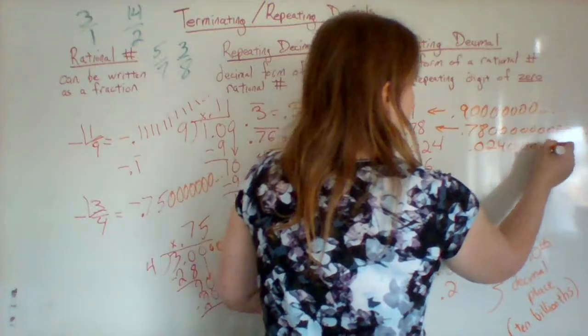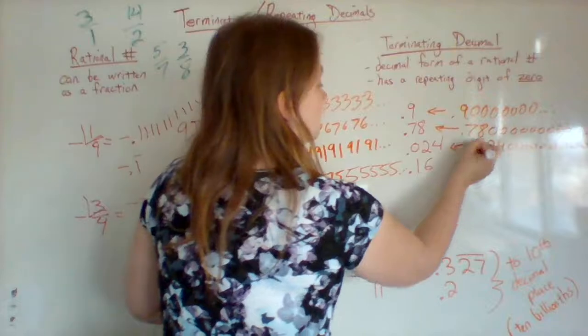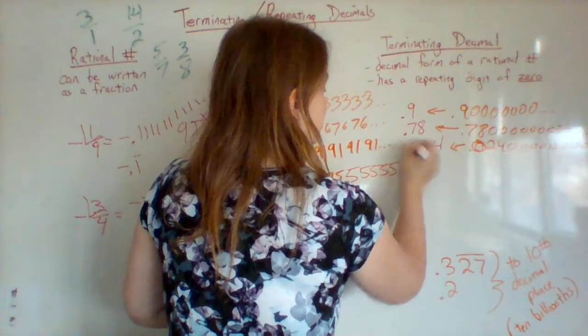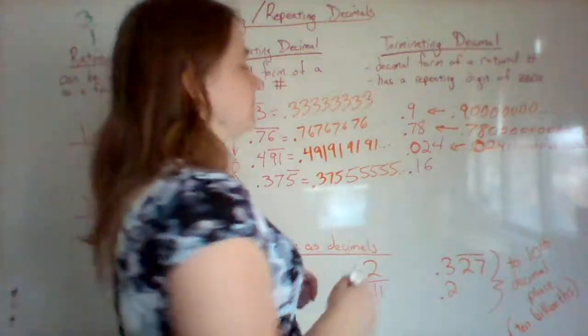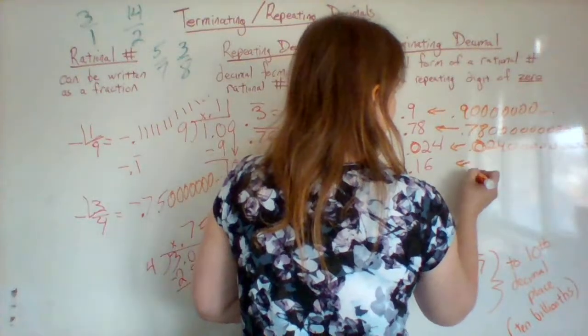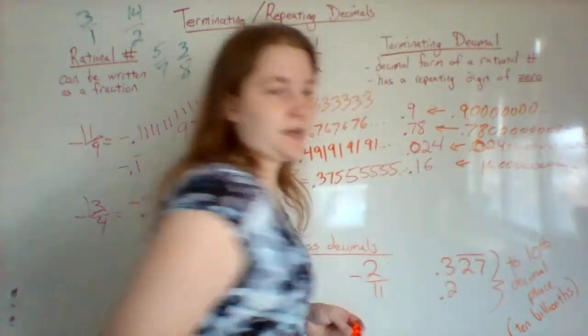0.024. And we shorten that. We don't get rid of this 0 because it's important. It's between a decimal and a number. Same thing for 0.16. And on and on and on.